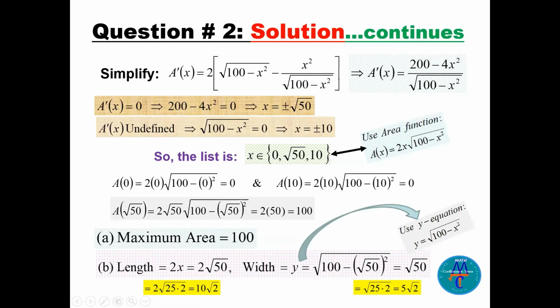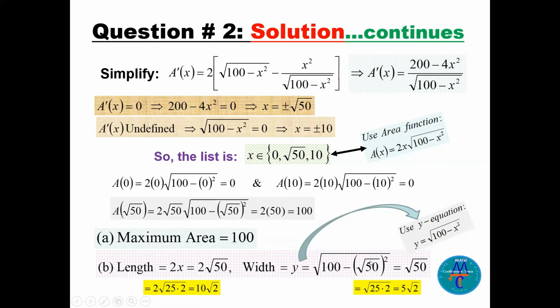So what do we need now? In the B part, we need the length and the width. The length is 2x, remember from the diagram. It will be 2 times square root of 50. Now that's the answer here, but you can simplify it a little if you like. 2, leave it there, square root of 50, 25 times 2. Take 5 out, so it will be 10 square root of 2.